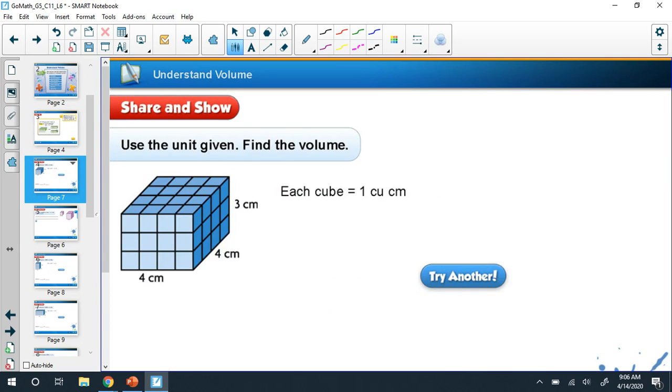Let's take a look at this first one here. Here we see that each of our cubes is 1 cubic centimeter. And there are a lot of them. It would take a whole lot of time to count up all of these unit cubes. So what we need to do is identify our formula for finding volume. And volume is length times width times height.